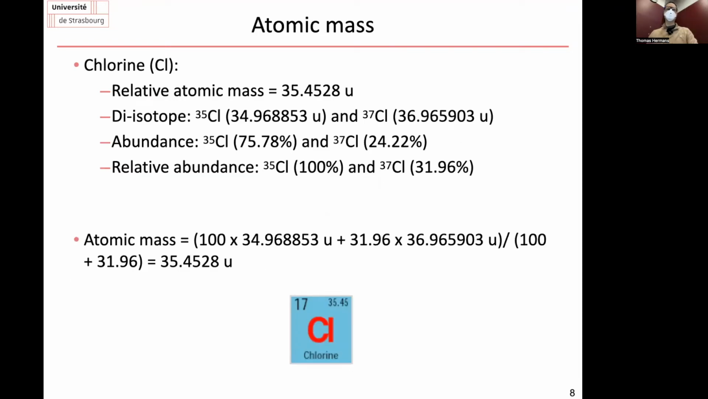Okay, let's look at the atomic mass in more detail. So if we have chlorine, I copied the atomic weight from the periodic table here. And so it's 35.4528 u. And as we saw a little bit before, chlorine is a diisotope, so chlorine 35 and chlorine 37. Again, these are the nominal masses and the exact masses. And the abundance is 75% chlorine 35 and 24% chlorine 37.